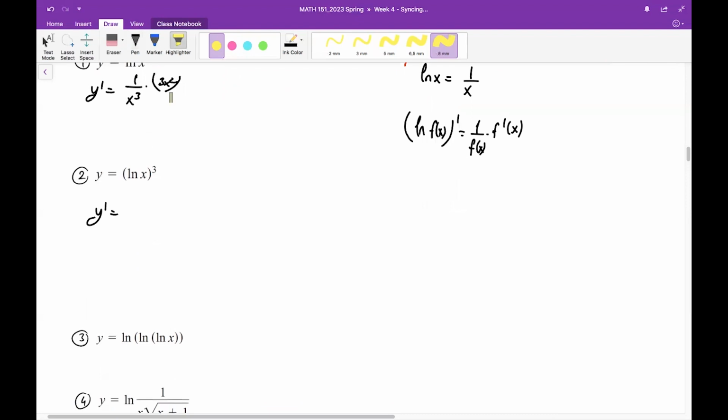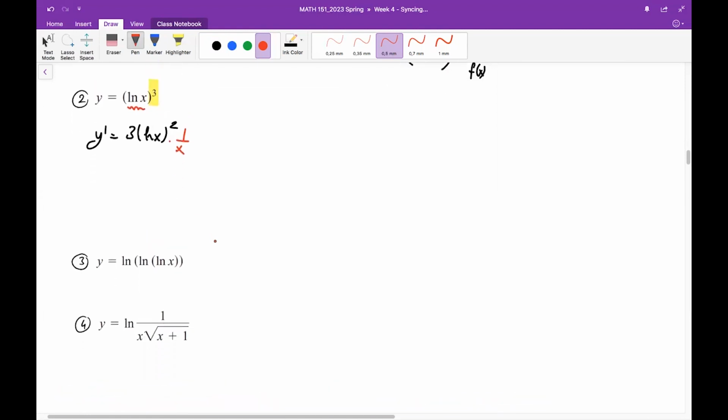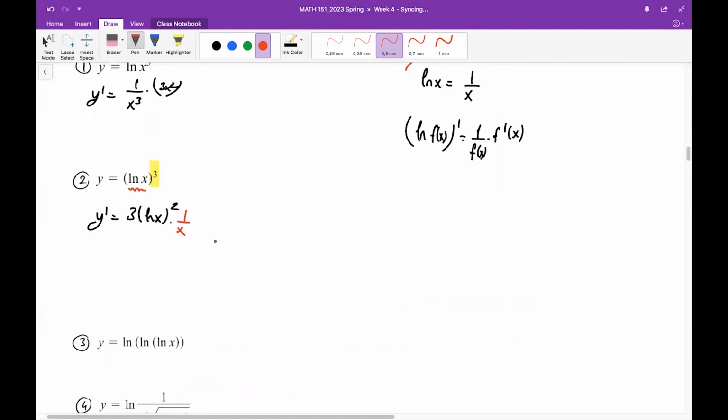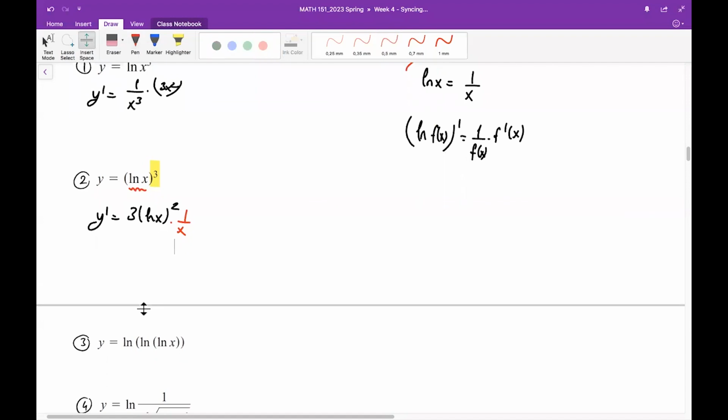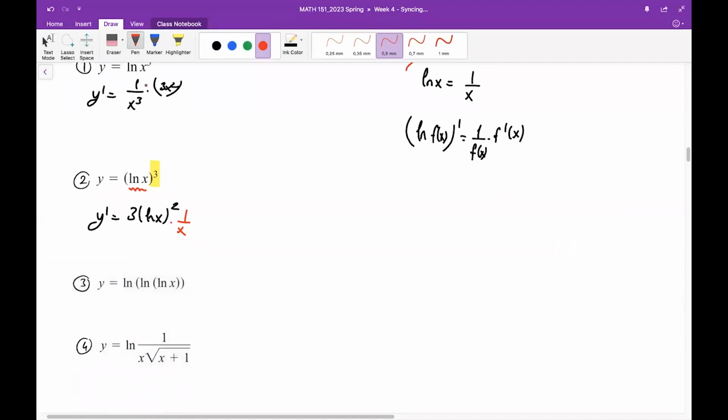Y prime, the most outer function here is taking this power, cubed power. So 3 comes down, ln x, I subtract 1 from the power, and then I need to multiply with the derivative of the insider part. Derivative of ln is 1 over x. Move on to, is there any question? Okay, let's continue with the next one.